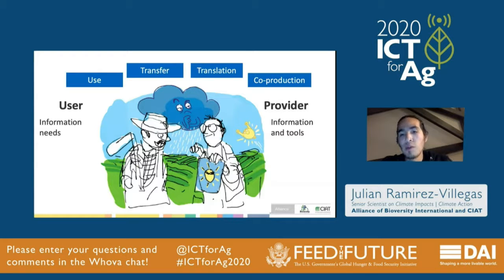Often when we're talking about a user, we refer to a farmer, and you have an information provider. Usually that would be the meteorological service or the farmers organizations or things like that. And then you have to bring information from the provider all the way to the user in pretty much 4 processes: co-production, translation, transfer, and use.